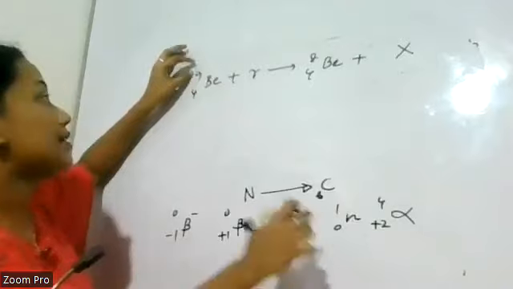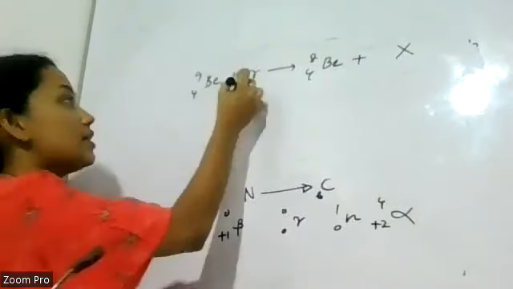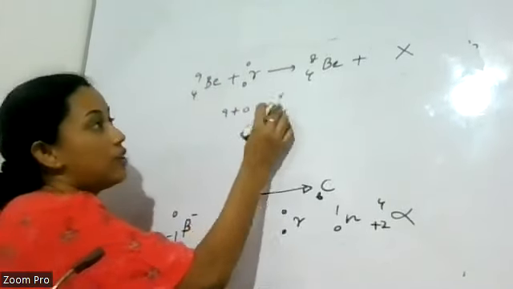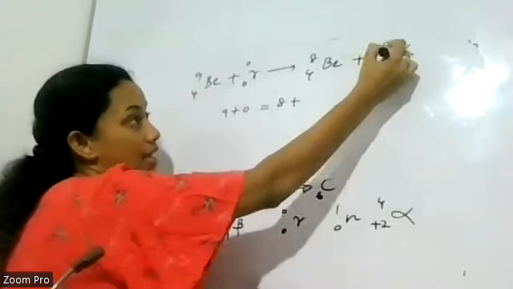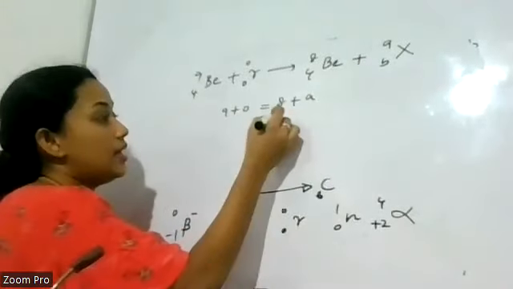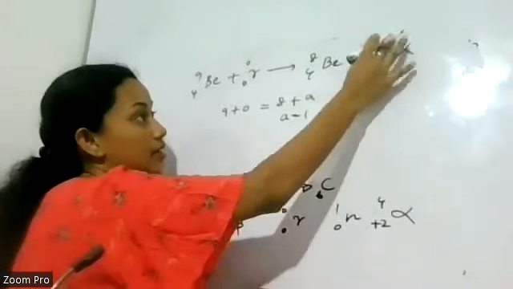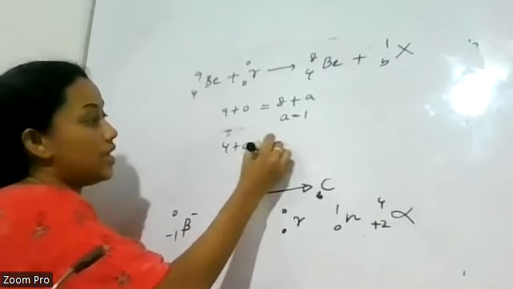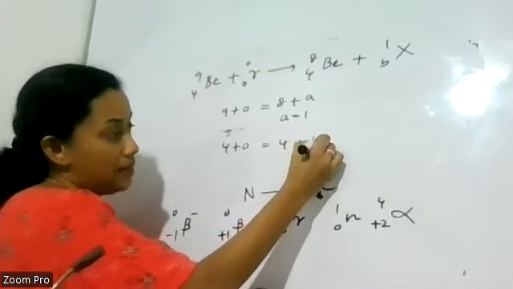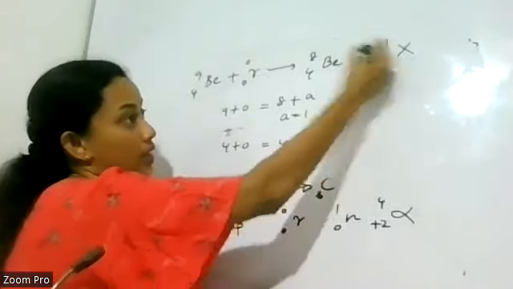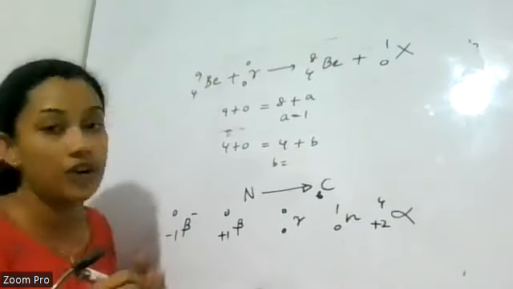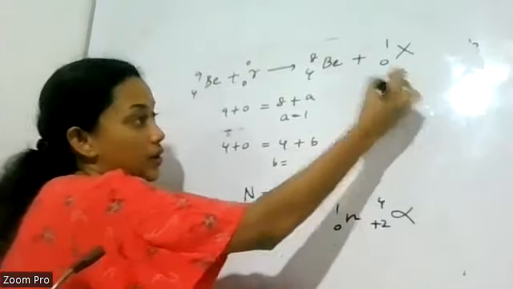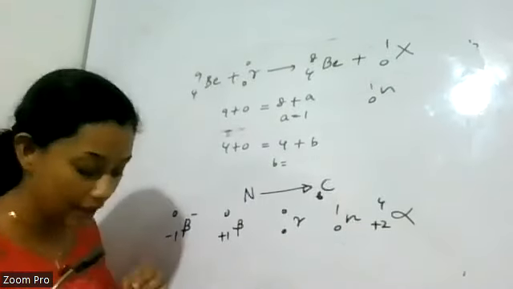That means 9 plus, for gamma absorption, 0 and 0. Here 9 plus 0 equals 8 plus A, so A is 1. And 4 plus 0 equals 4 plus B, so B is 0. That means neutron emission has occurred. Correct? It looks like this: 1, 0, neutron. Neutron emission happened like that.